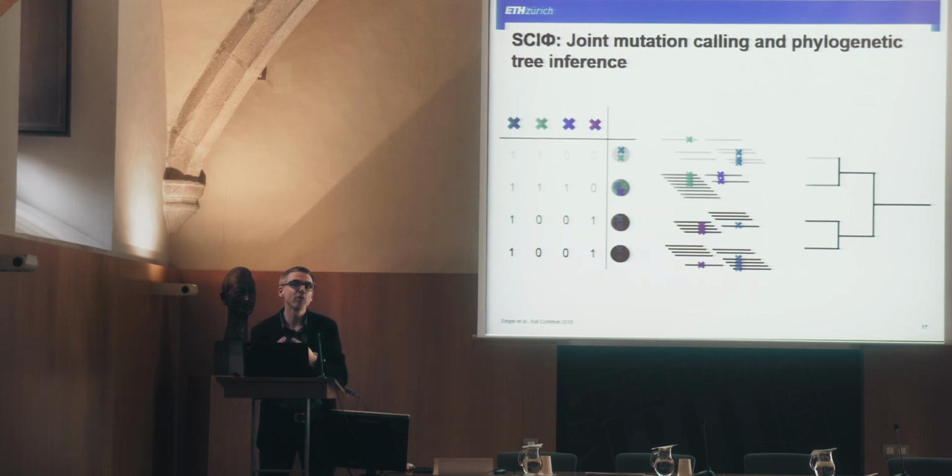So suppose you knew the tree in advance, you would be in a much better position to call the mutations. And the idea is then to do this inference jointly, to make inference about the mutation calls and the structure of the tree at the same time. And the hope is that you're getting both better trees, but primarily better mutation calls in this manner.